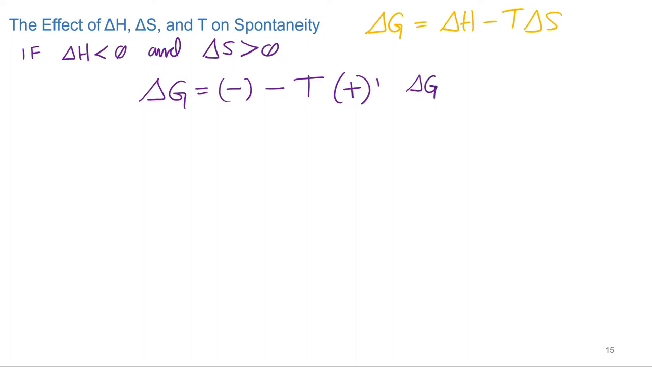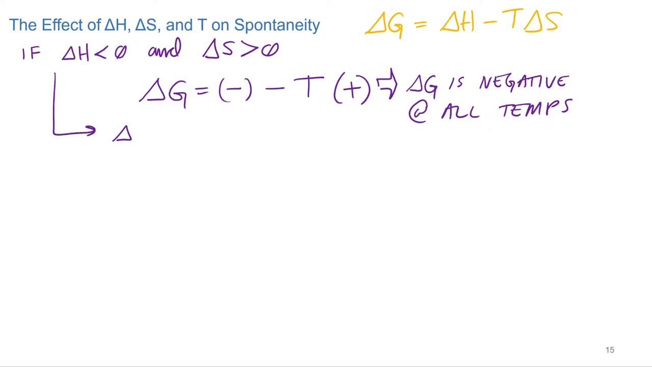Delta G is negative at all temps. Because we're doing the calculation in Kelvin, the temperature will never change the sign. So if it's negative at all temps, what does that mean? Is it spontaneous or non-spontaneous? It's negative. Spontaneous, yep. The reaction is spontaneous at all temperatures.